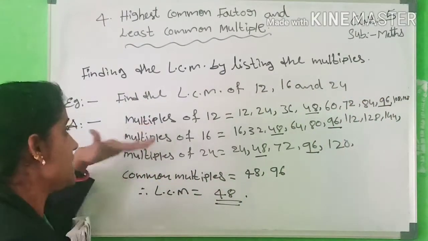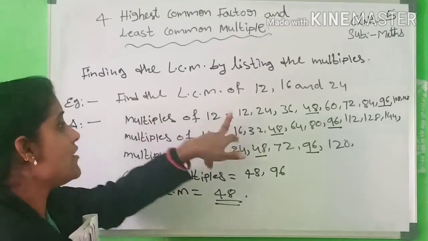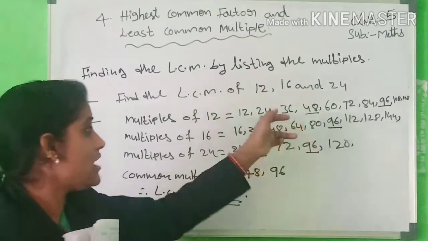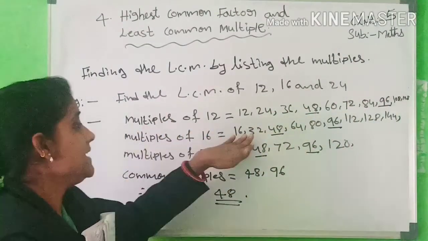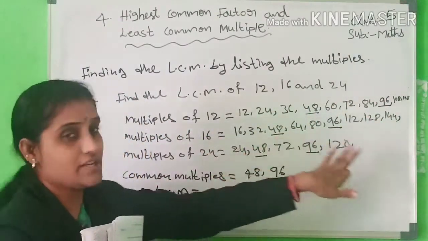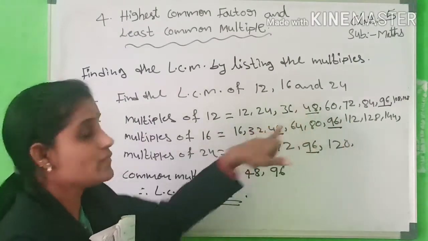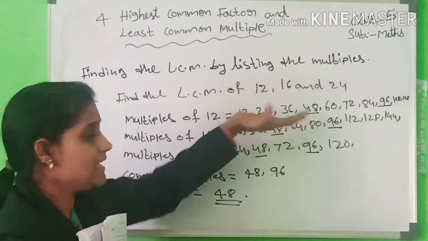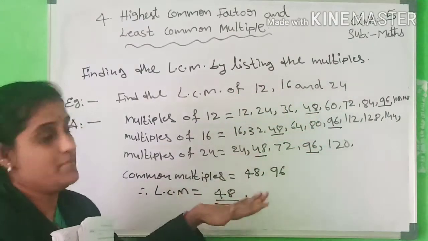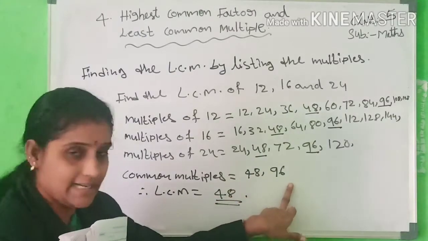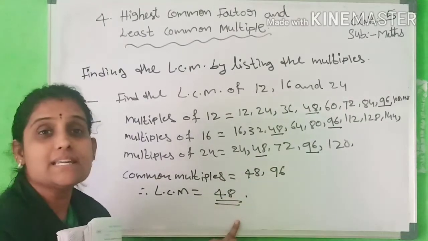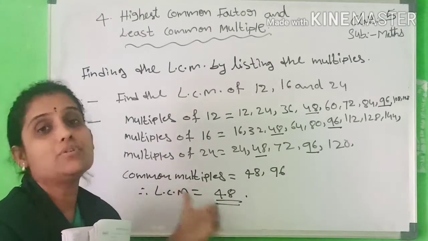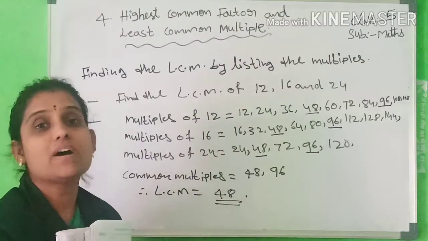Listen, look here all of you children. Look at the board. First we have to find the multiples of 12. Do you know the 12 table? You have to write here. Next, write the 16 table and the 24 table. Okay children. Now find the common multiples. These 3 lists have the same numbers: 48, 96. Of these 2, which one is the LCM? The smaller number, that only is the LCM here. Note this one.